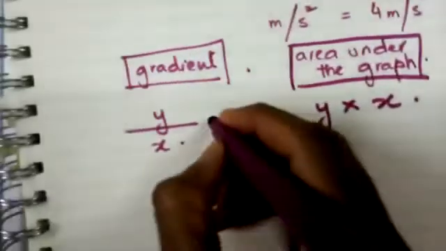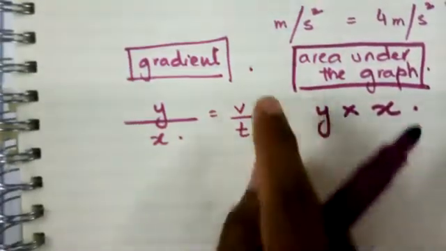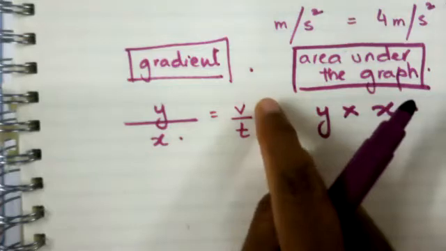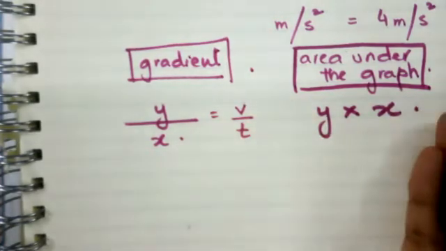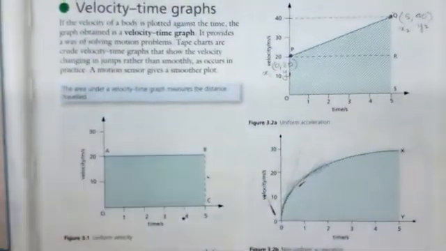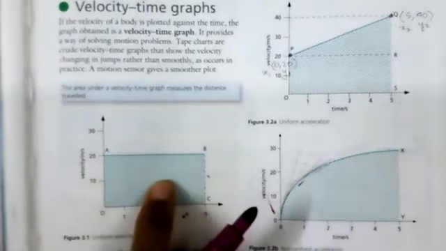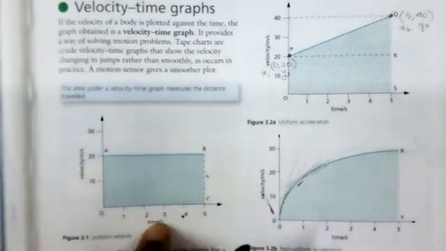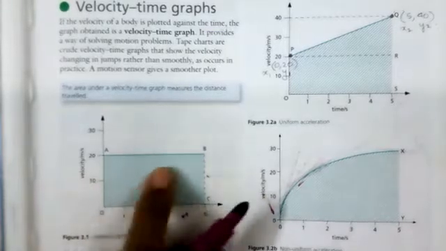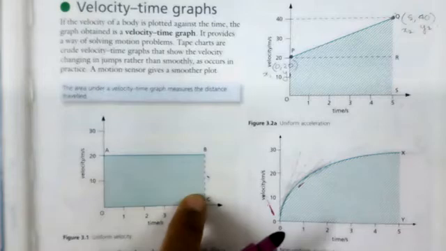When you divide velocity by time, what do you get? It is the rate of change of velocity, which is acceleration. Yes, acceleration. So the gradient of a velocity-time graph is acceleration, whereas the area under the graph is the distance traveled.